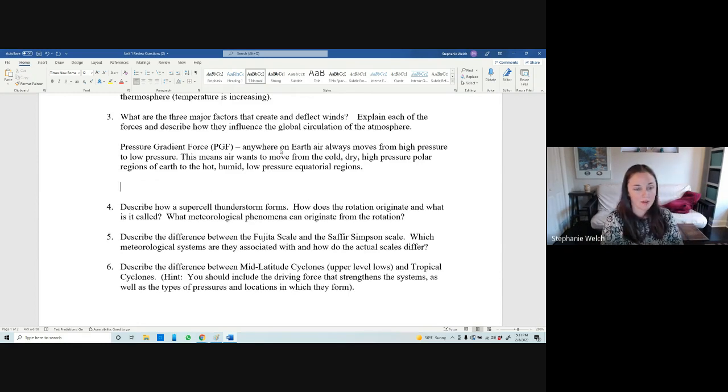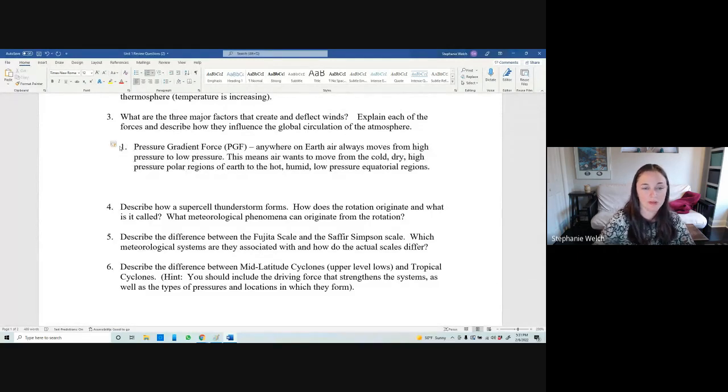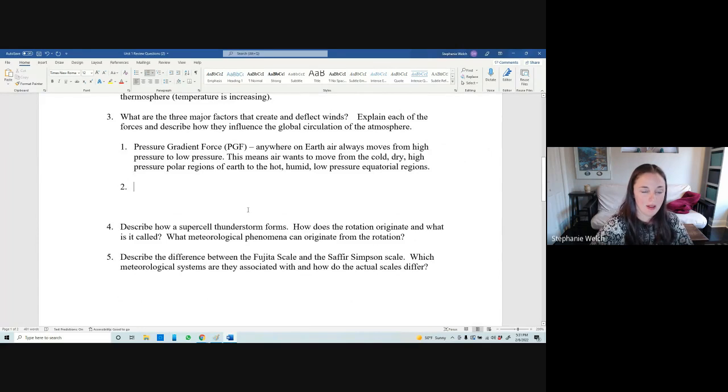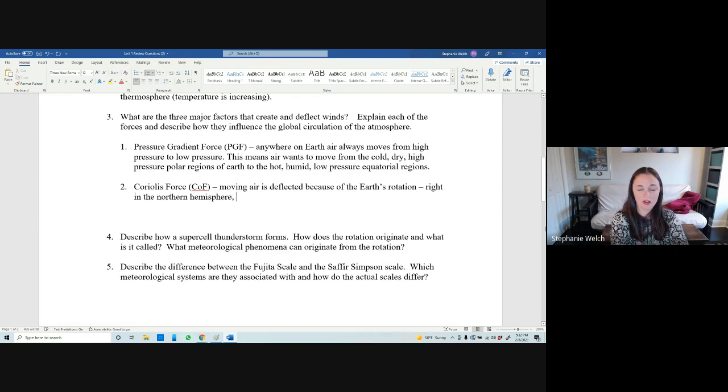So the second part of this, and maybe I should go through and number it since it's 3 forces. The second force is the Coriolis Force, sometimes abbreviated as CoF. Moving air, or anything else moving across big distances on the Earth, Santa in a sleigh, water, you in an airplane, anything moving, including air. So I'm just going to sum it up as air since we're talking about the atmosphere. Moving air is deflected because of the Earth's rotation. And this deflection occurs to the right in the northern hemisphere, north of the equator, and to the left in the southern hemisphere.